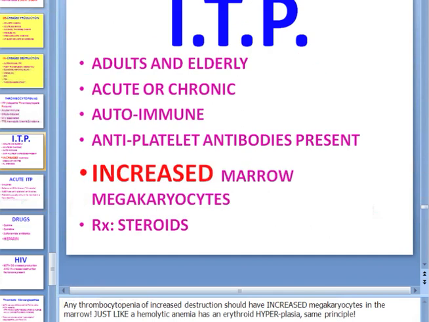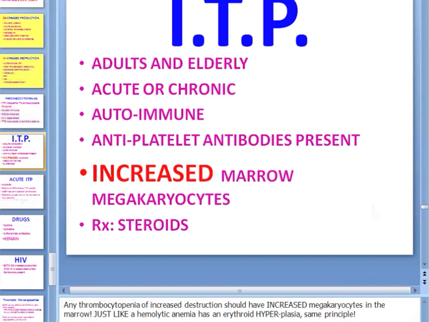Let's talk about the most common acquired thrombocytopenia in adults, ITP, idiopathic thrombocytopenic purpura. A patient comes in, adult or elderly, with decreased platelets, and they don't know why. It could have happened acutely or chronically, most likely chronically. Most likely it's an autoimmune disease in which antibodies are attacking their platelets. So what do you do? Well, you go to the lab and you order antiplatelet antibodies. And if they're positive, you've got your diagnosis cinched.